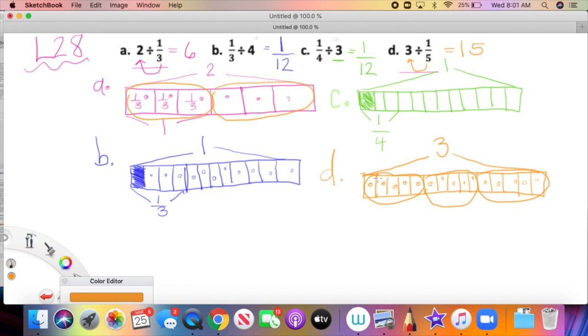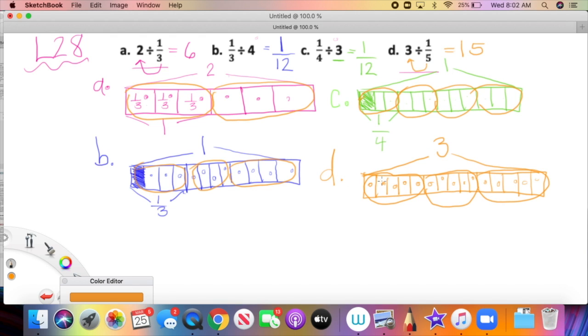I'm thinking that a lot of you have already noticed this. 1/3 divided by 4 is 1/12. 1/4 divided by 3 is 1/12. What we did here in B is we found 4 copies of 3 because we were starting with thirds. And then here we found 3 copies of 4.